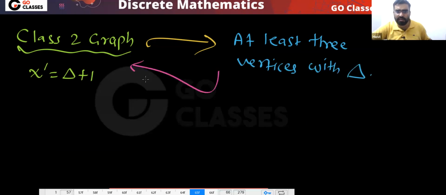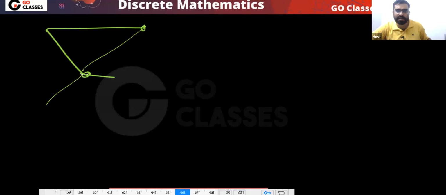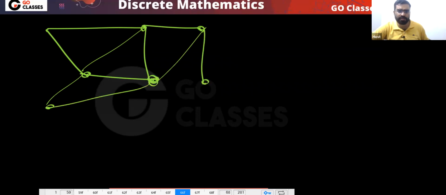But this is only one way. So if you don't have at least 3 vertices of maximum degree, then definitely it is class 1. Okay, for example, let me create a graph.